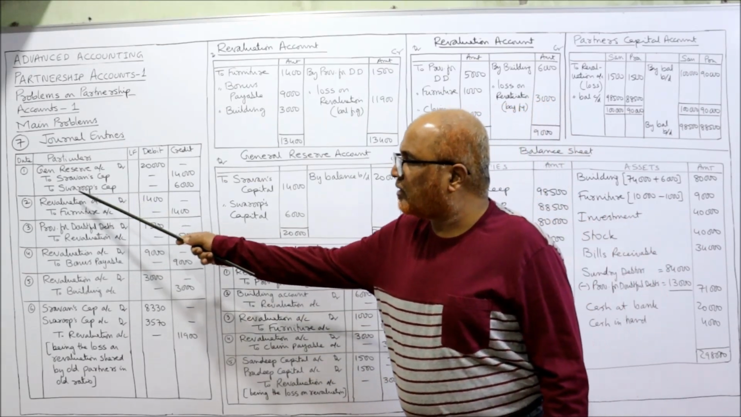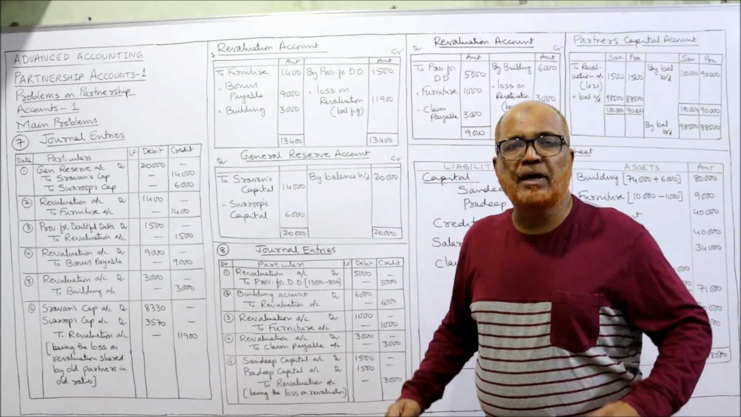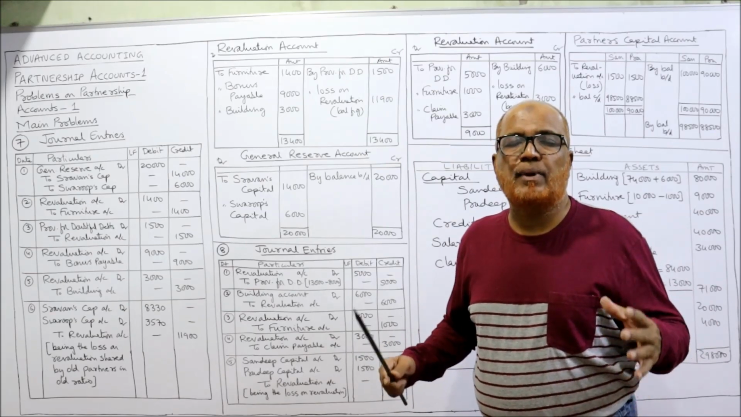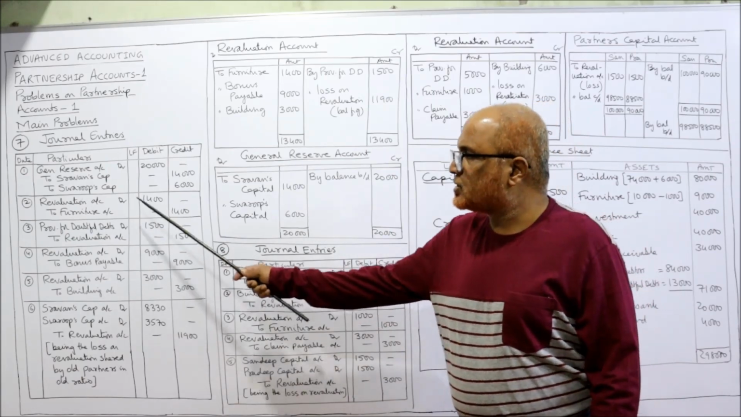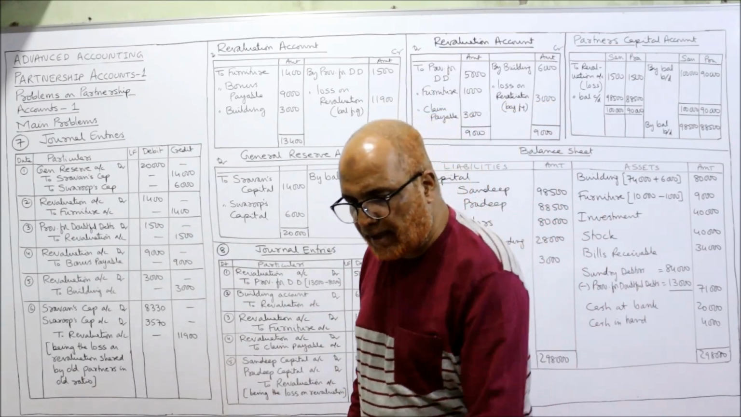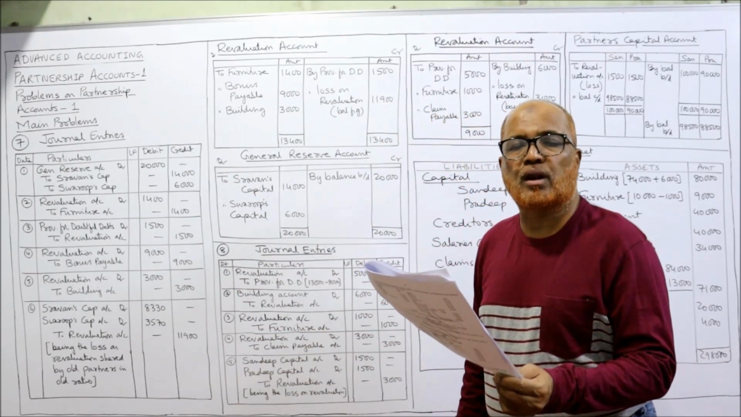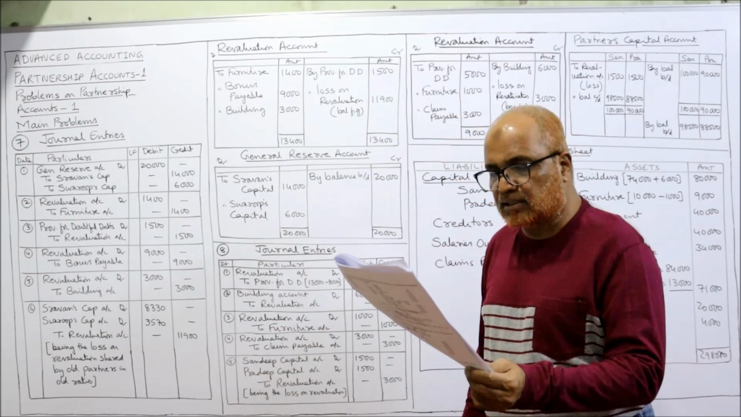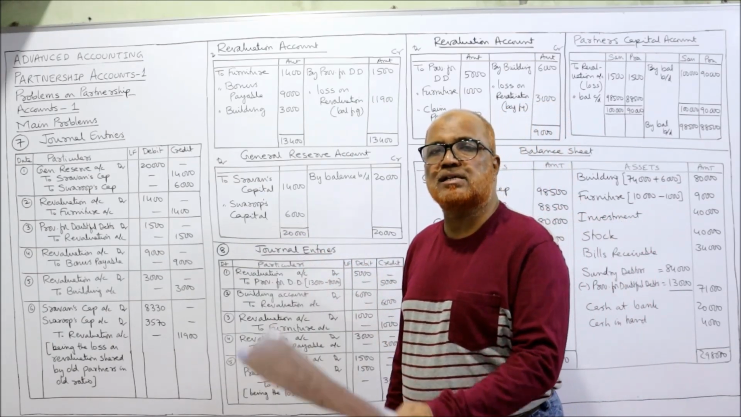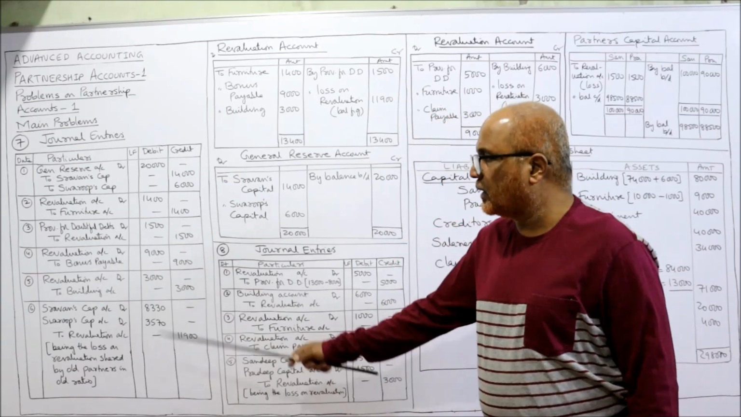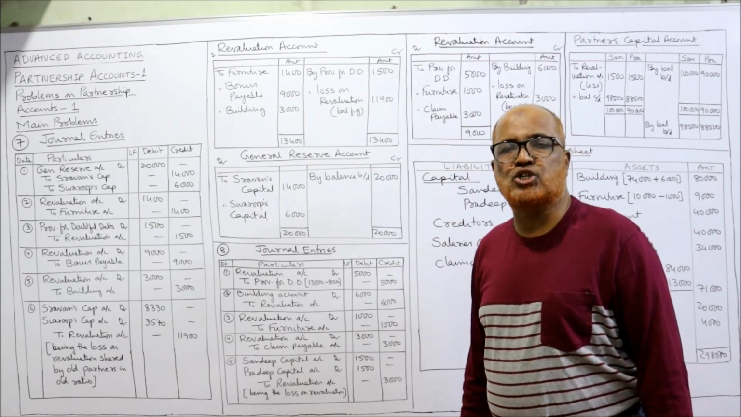Now narration, I am not writing the narration here, but in examination you must write. Being the general reserve shared by old partners in old ratio. That's it. Now secondly, furniture. The furniture value was given in the problem as 10,200. Now we want to reduce it and make it 8,800. That means 10,200 minus 8,800, you will get 1,400. 1,400 rupees you have to reduce from furniture.